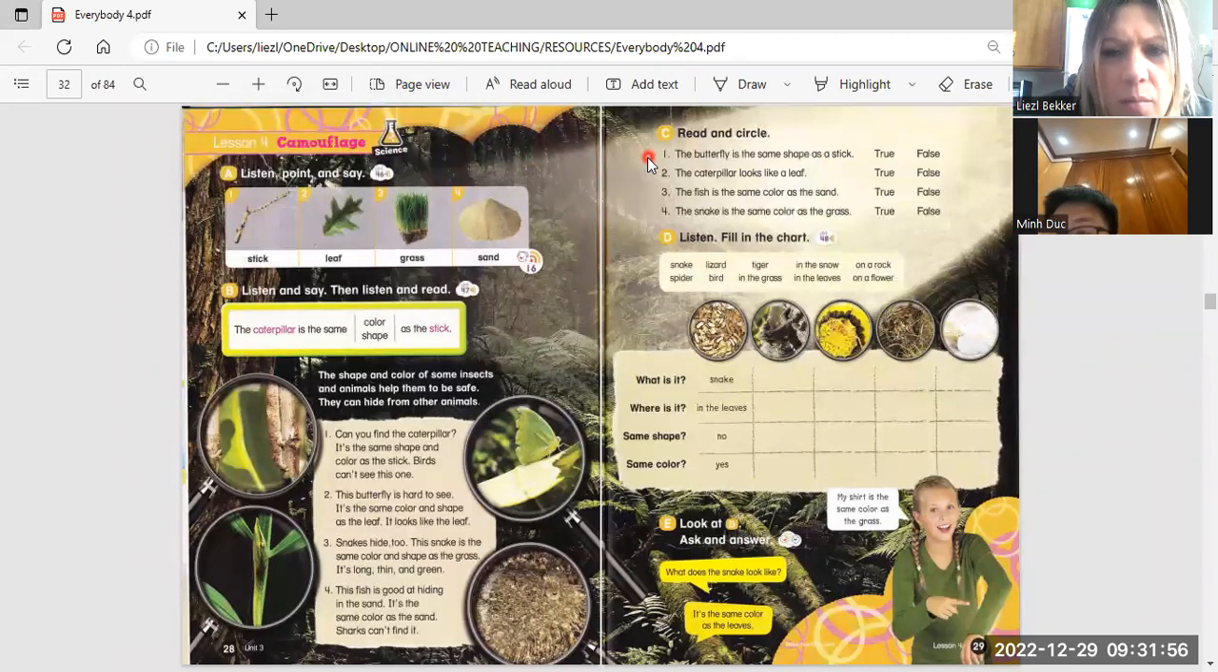Number one, the butterfly is the same shape as a stick. Caterpillar looks like a leaf. False. The fish is the same color as the sand. True. The snake is the same color as the grass. True.